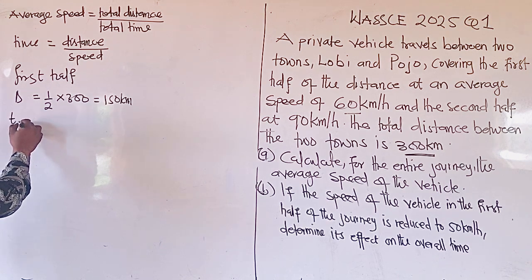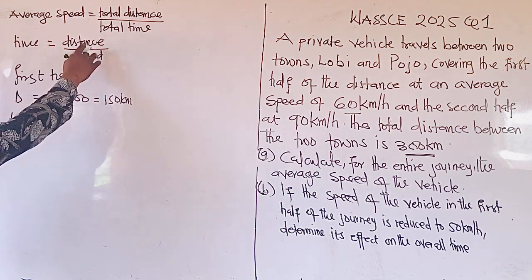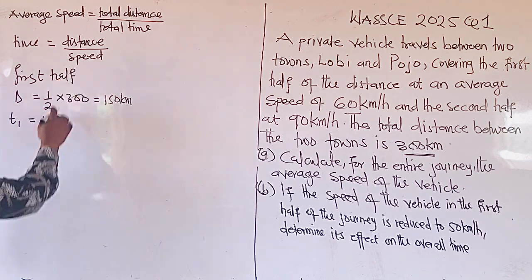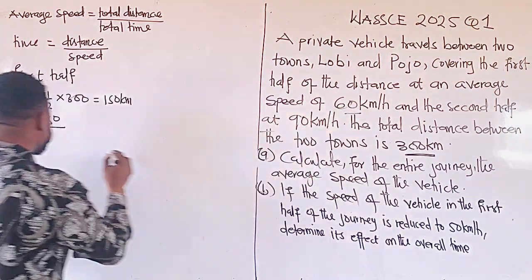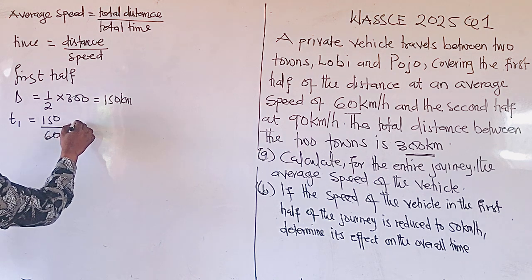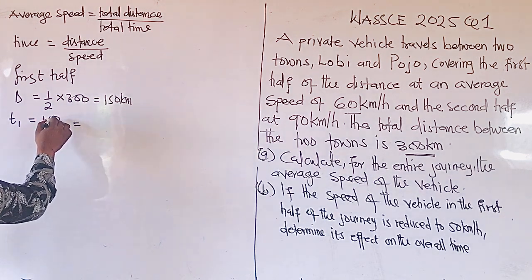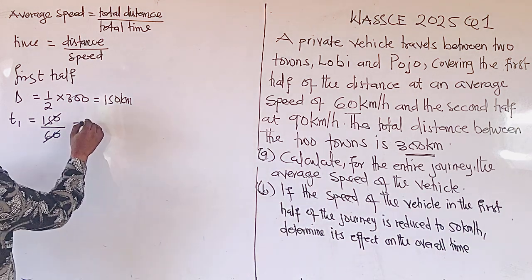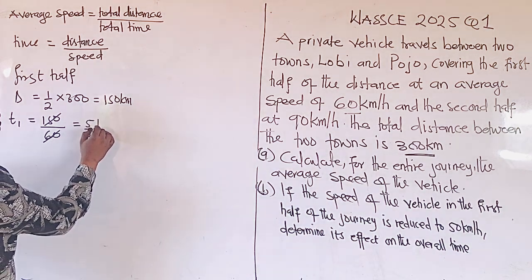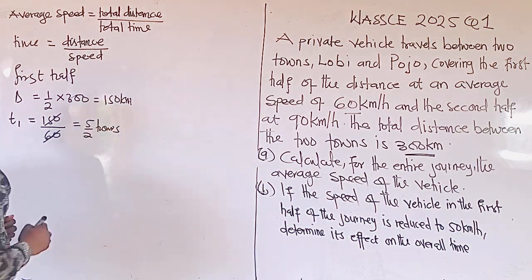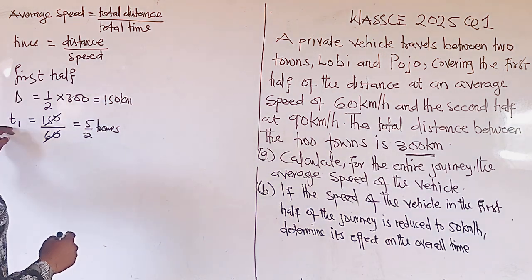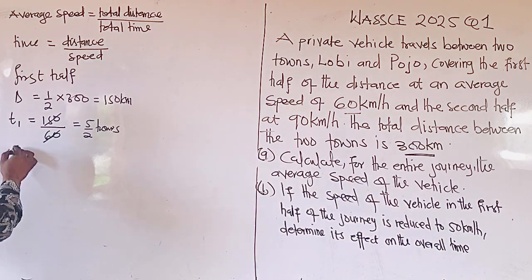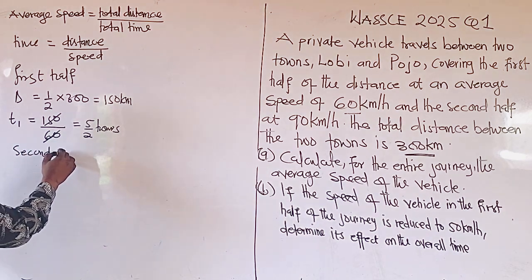Now, from the formula, time is equal to distance over speed. So the time for the first half, which is distance over speed, our distance is going to be 150 and our speed is going to be 60 kilometers per hour. So we put our 60 here. Now 150 divided by 60 is going to give us 5/2 hours. So for our first half, the time is 5/2 hours.